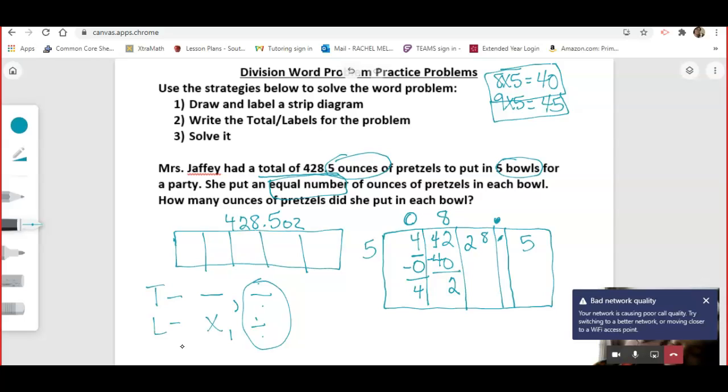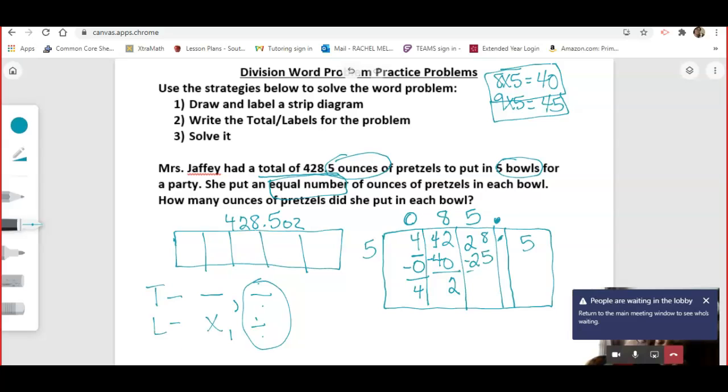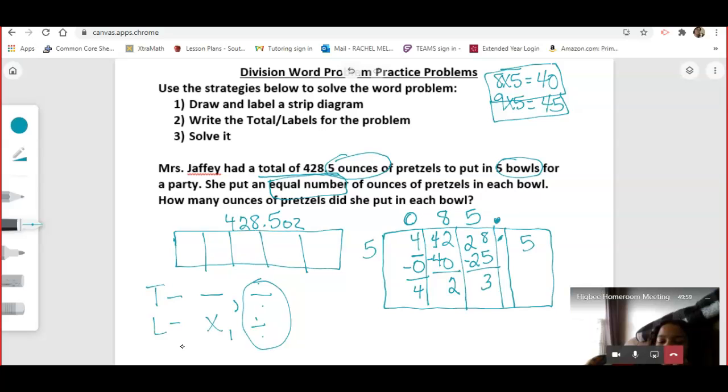All right. So you told me that I can get 5 groups of 5 out of 28. What is 5 times 5? 25. And if I do 28 minus 25, I get what? 3, very good. And then where does that 3 go? Yeah, 5 in the 10th place.